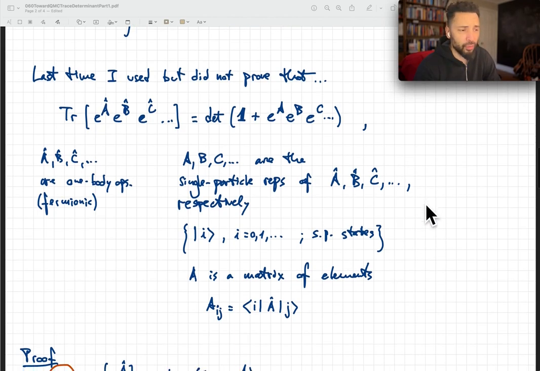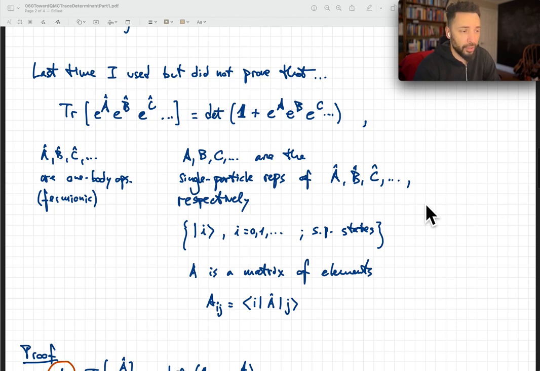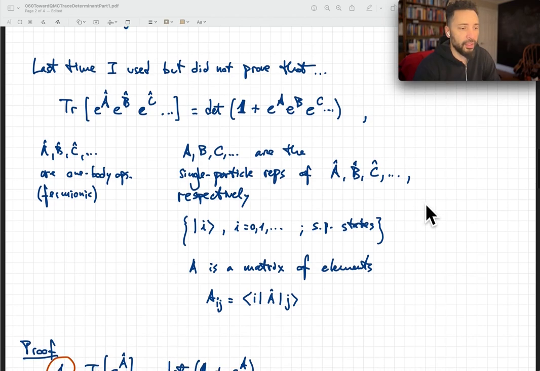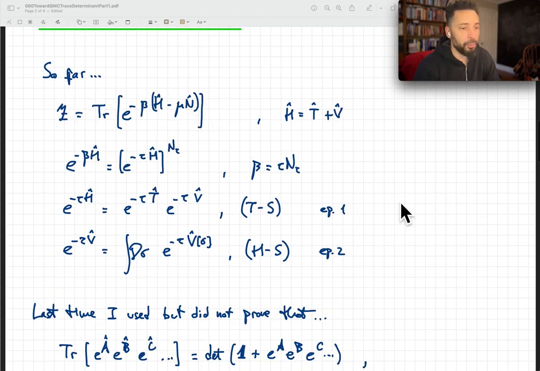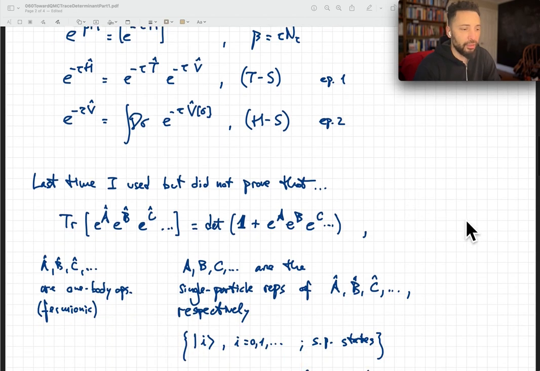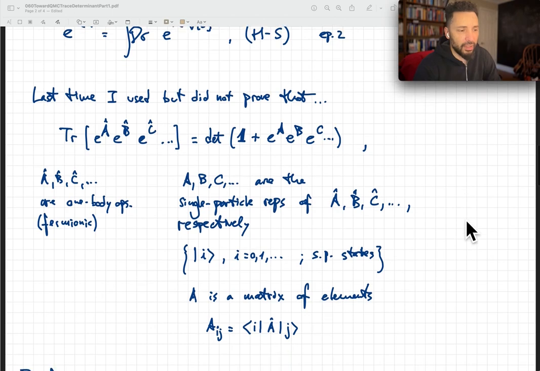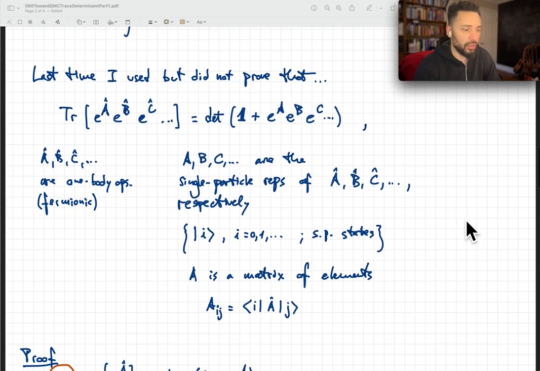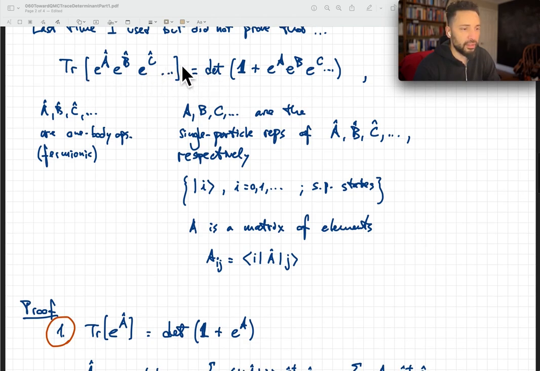Now, by the way, this is assuming that these operators are all fermionic operators, so that the particles in our system, the particles whose thermodynamics we're interested in calculating, are all fermions. So if we have bosons instead, this will be a little different. For now, I'm focusing on fermions, but we will generalize it to bosons later, and I'll tell you what it looks like. So today what I want to talk about is the proof of this trace-determinant identity.